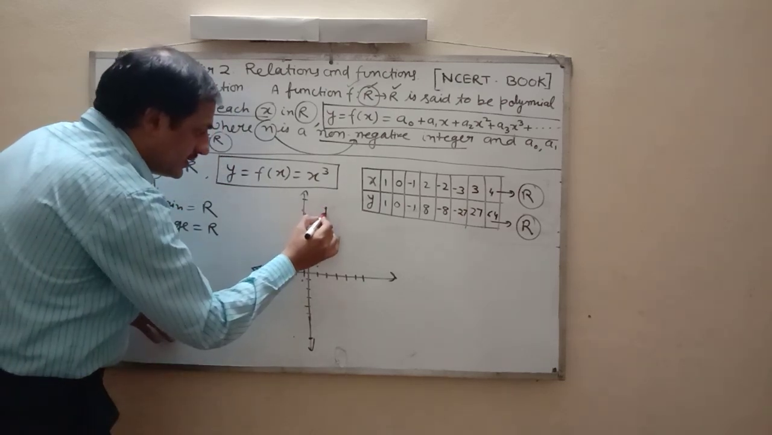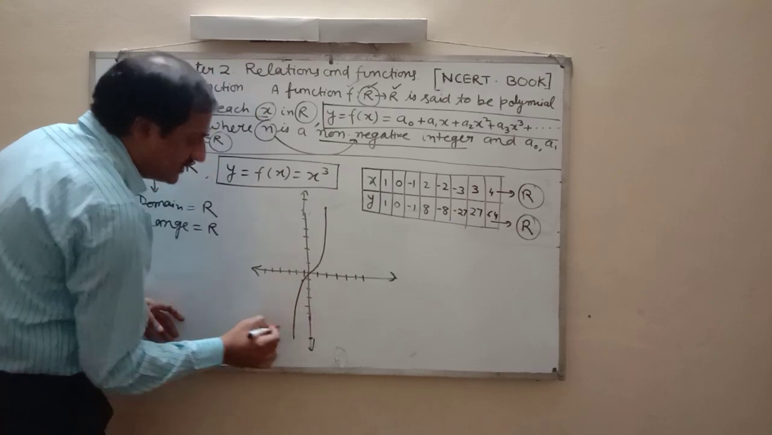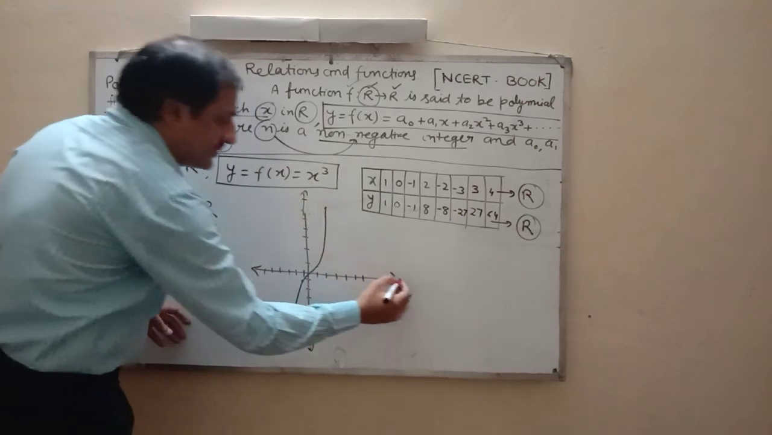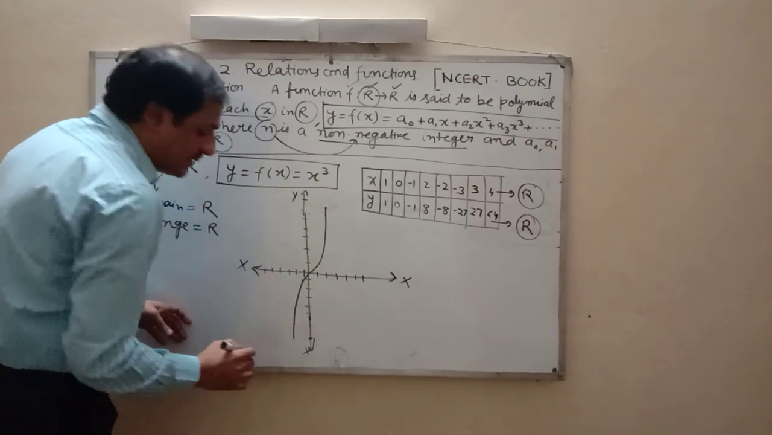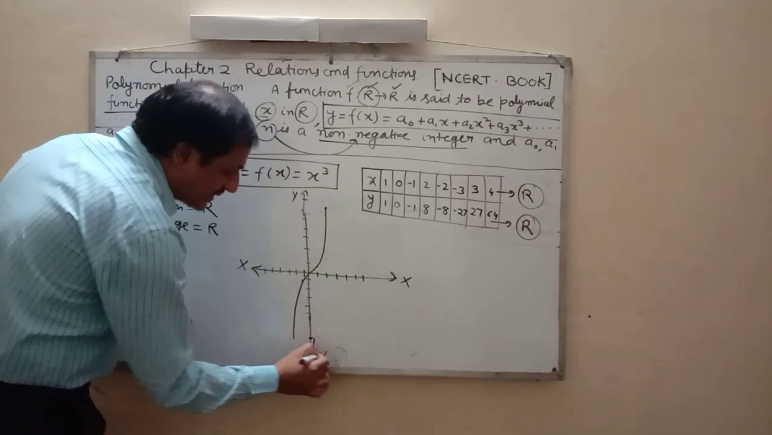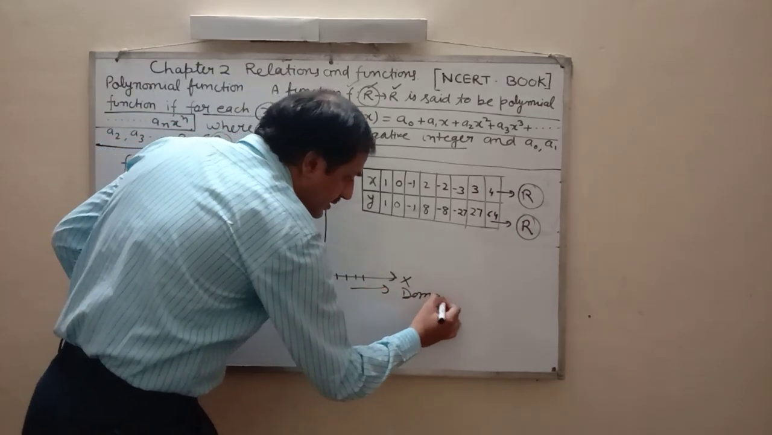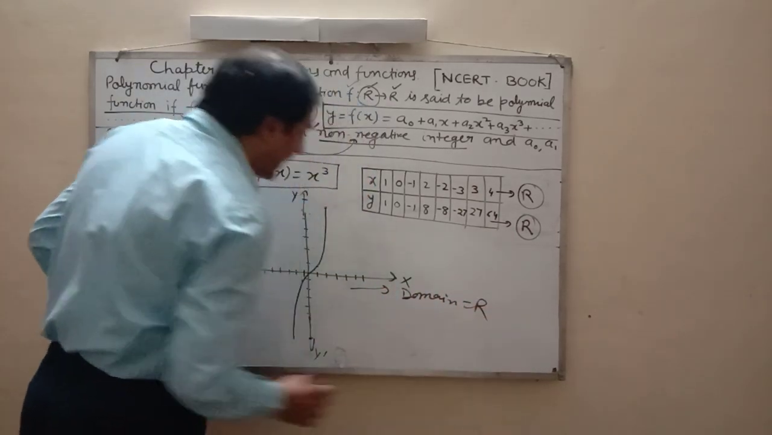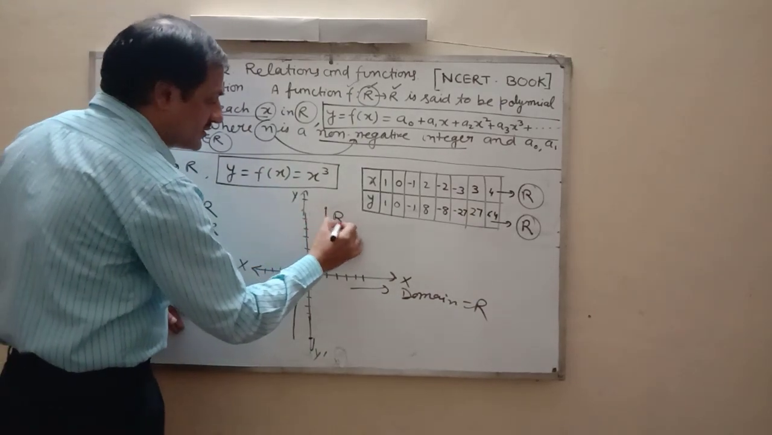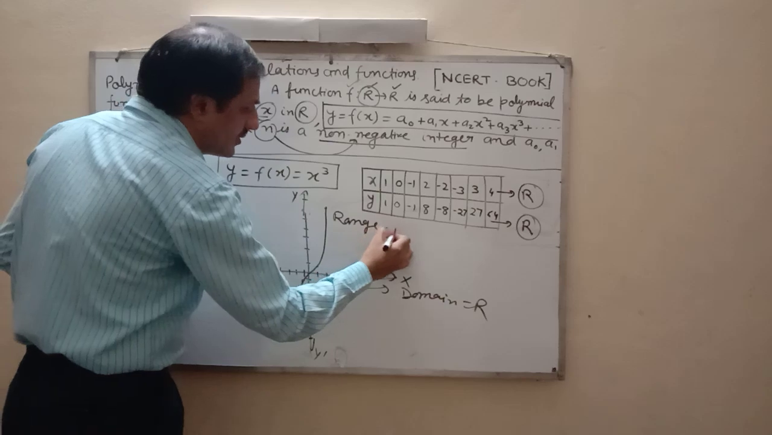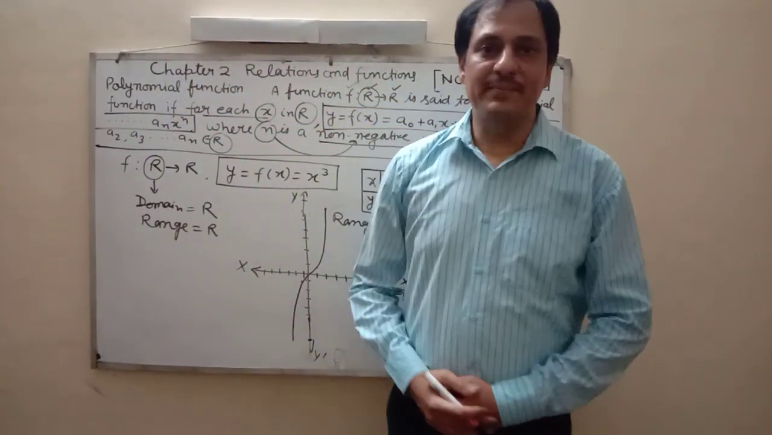Here you can see that the graph of a cubic polynomial is always like this. This is the x-axis and this is the y-axis. The domain is the set of all real numbers, and the range is also the set of all real numbers. Thank you children. Have a nice day.